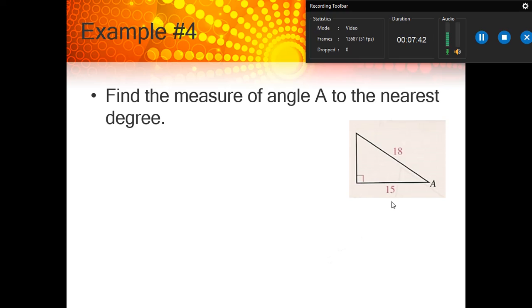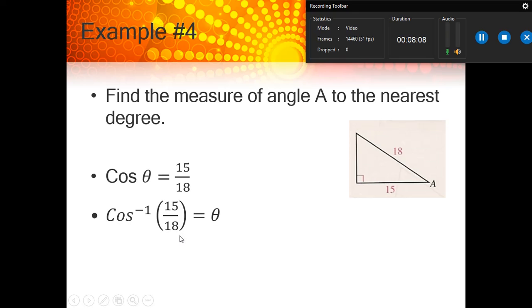In example 4, we're also finding the measure of angle A. Now I see the right angle. Across from that is the hypotenuse, but then the side marked 15 is touching angle A, so that is adjacent. So we have adjacent and hypotenuse. CAH. This is cosine. Adjacent over hypotenuse. We're going to activate the inverse and switch sides. And then we'll enter it into our iPad. And it's about 34 degrees.